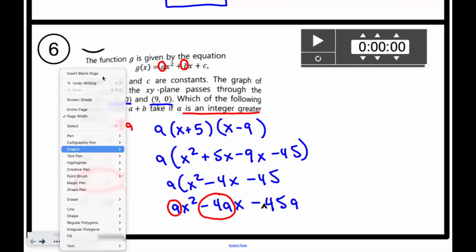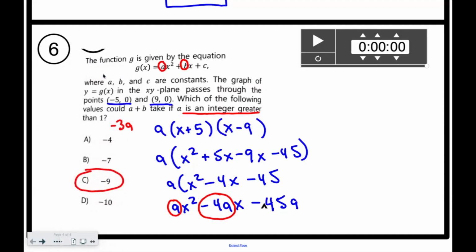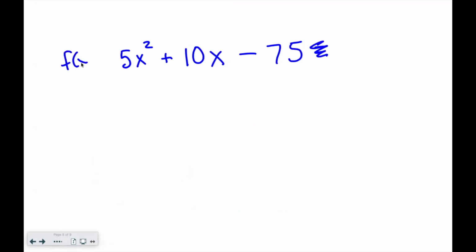So I just want to show you another example. Imagine you had, let me see if I can make one up like this, 5x squared plus 10x minus 75. Hopefully that works. Okay. So imagine we had this as our equation. This is in standard form. If we wanted to get this in intercept form, what we would do is factor it.